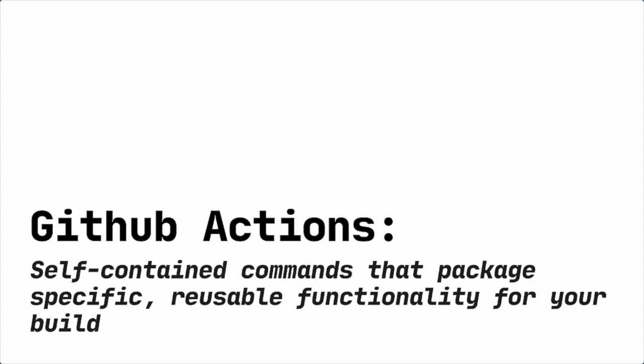And now, what specifically is GitHub Actions? GitHub Actions are really self-contained commands that package specific reusable functionality for your build. They're kind of a convenient way of encapsulating something that might otherwise live in a script somewhere. I like to think of them also as kind of like Legos. They're things we can connect together to customize the different behaviors we want out of our build pipeline.